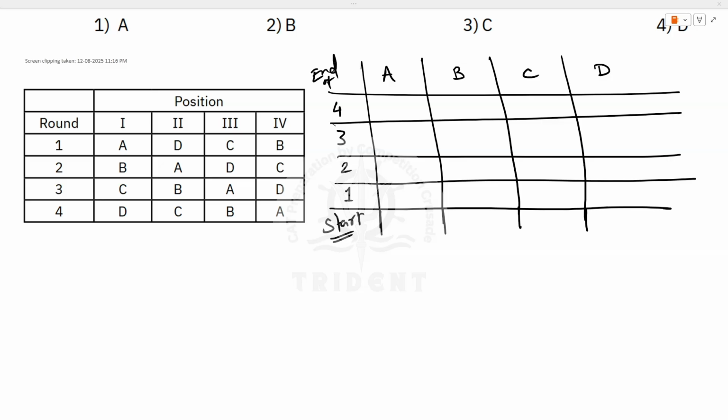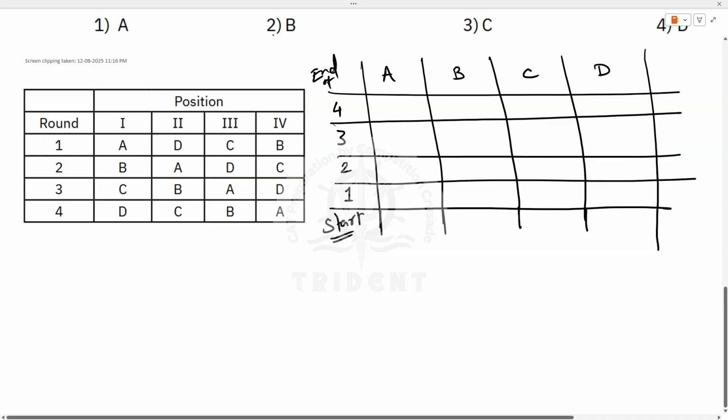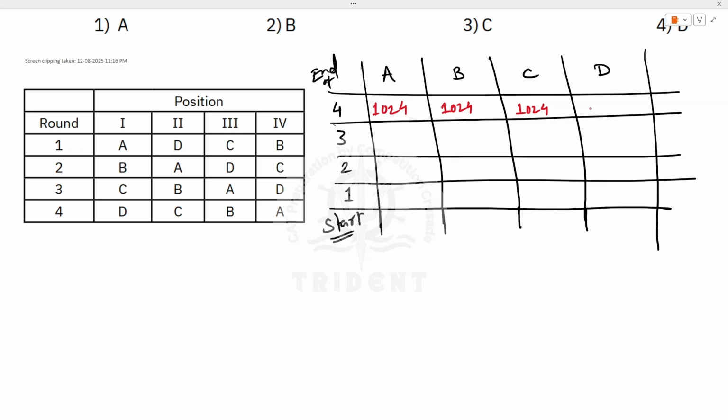Let's just get rid of the webcam feed. Understand this very clearly. The amount that I have at the end of the 4th round is 1024 for all of them. And now the puzzle starts. We are talking about the end of the 3rd round. That is the ranking that I am getting at the beginning of round 4. This is where the set was a little challenging for you to understand.